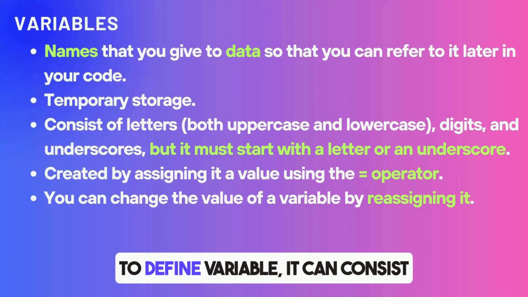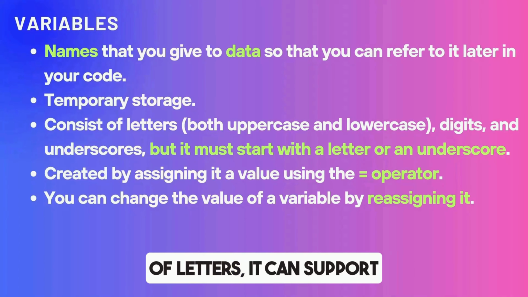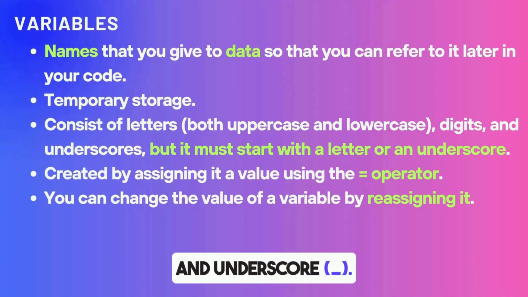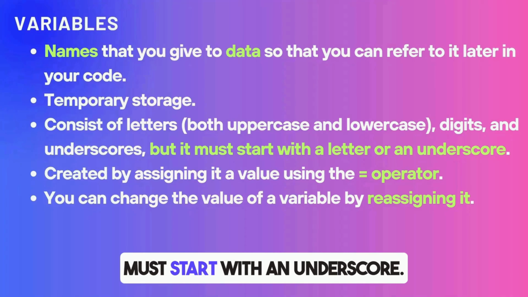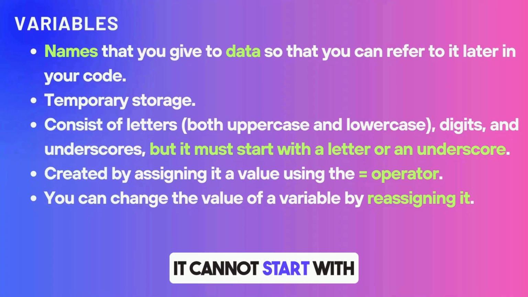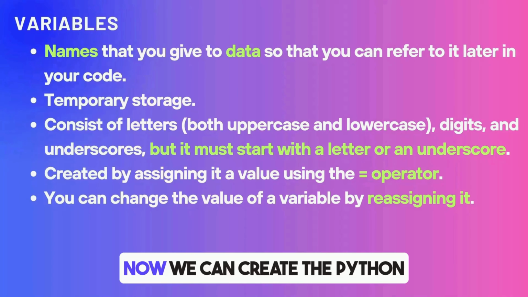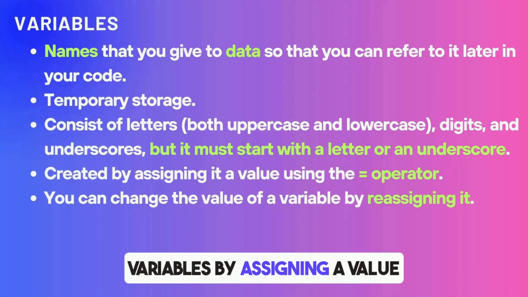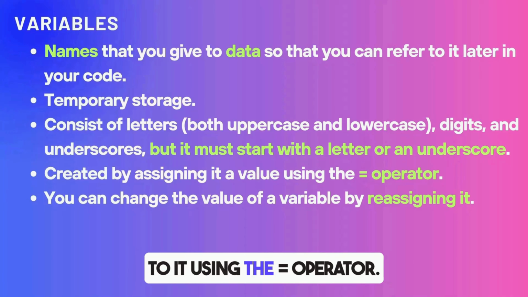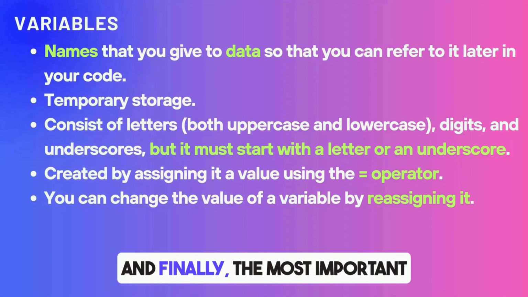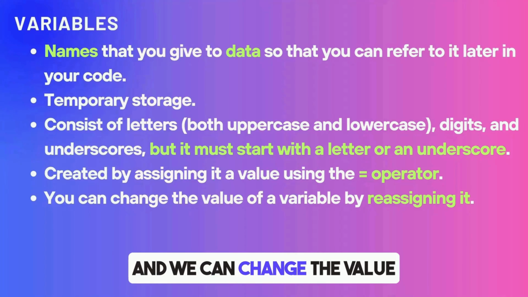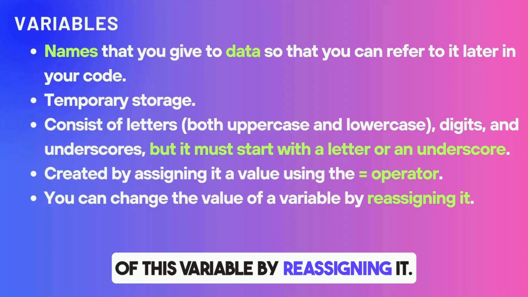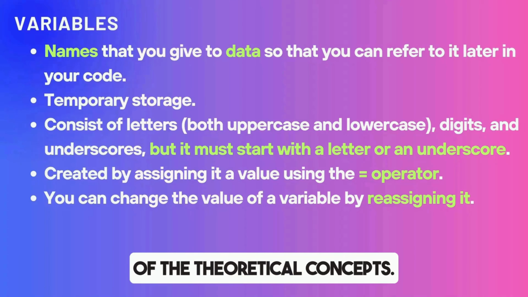Now, whenever we have to define a variable, it can consist of letters, it can support uppercase and lowercase, it can also support digits and underscores. But one thing to note here is it must start with a letter or it must start with an underscore. It cannot start with a numeric value. Now we can create the Python variables by assigning a value to it using the equal to operator. And finally, the most important thing is it is a temporary storage and we can change the value of this variable by reassigning it. So these are some of the theoretical concepts.